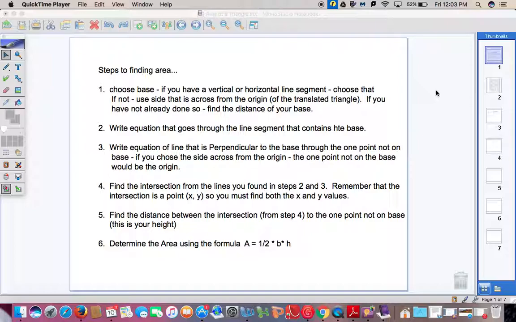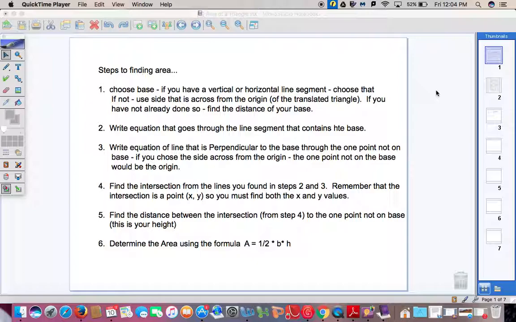Now remember, we talked about how you should translate your triangles first so that your leftmost point is at the origin, and that's because it makes everything else just a little easier to do. So if you haven't already done so, you need to translate your triangle, and then you also need to find the distance of your base.